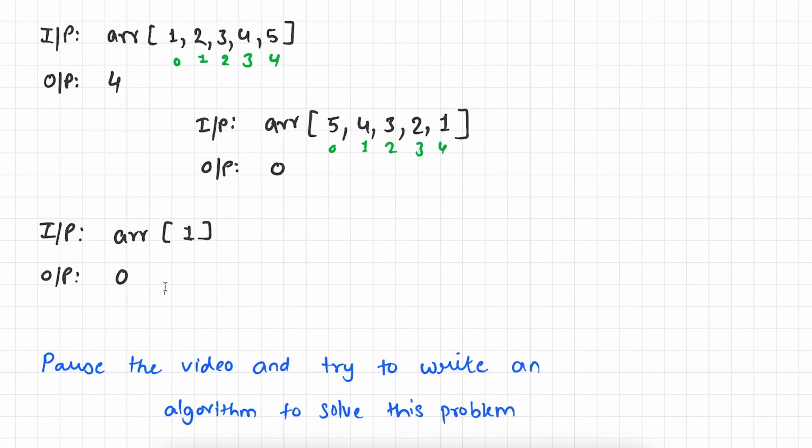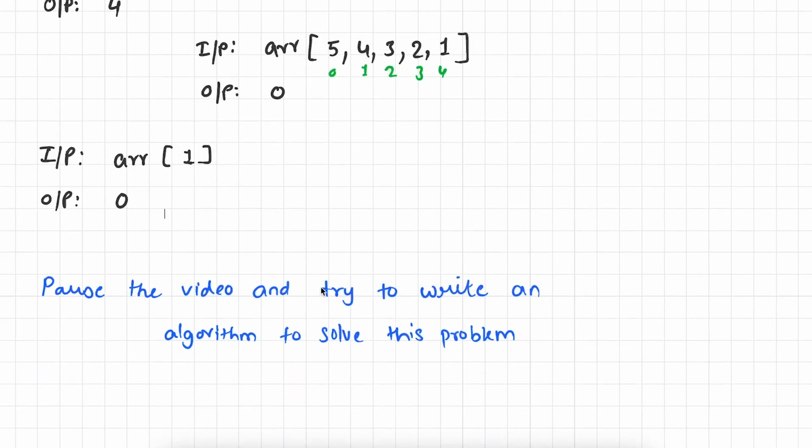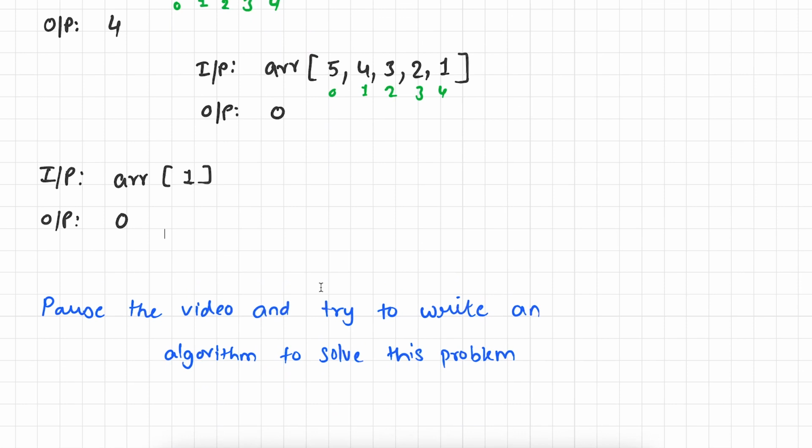In the next example, we have only one element in the array. So the output for this input is 0. It means the first element, and the only element, is the largest element in the array, and it is present at index 0. So now you have a clear understanding of this problem. Let's pause the video and try to write an algorithm to solve this problem.